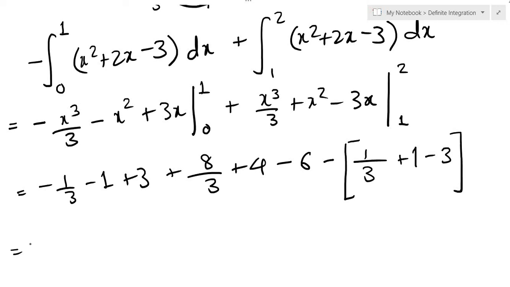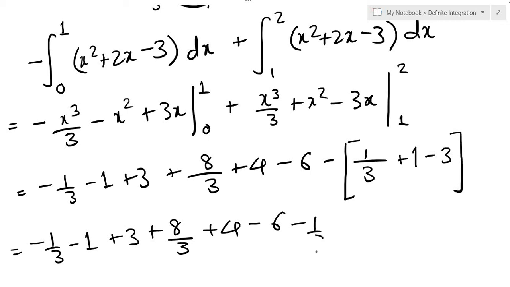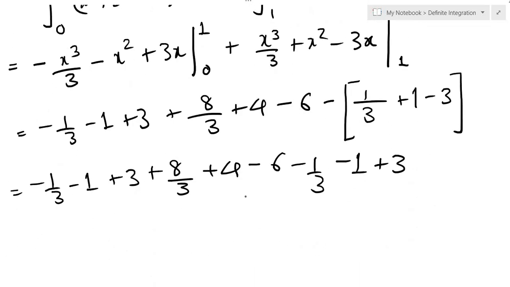And let's just open this bracket up and simplify it. So plus 4 minus 6 minus 1/3 minus 1 plus 3, and simplifying everything, you just get 4. Yeah, you can pause the video and calculate if you disagree. So it's 4.